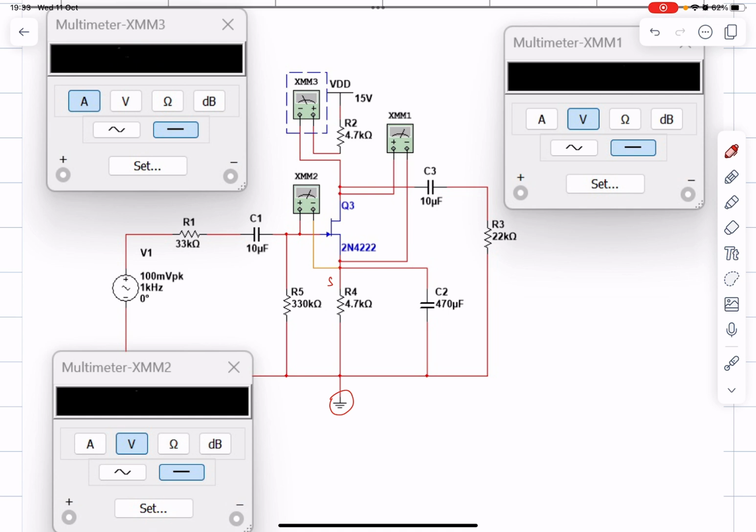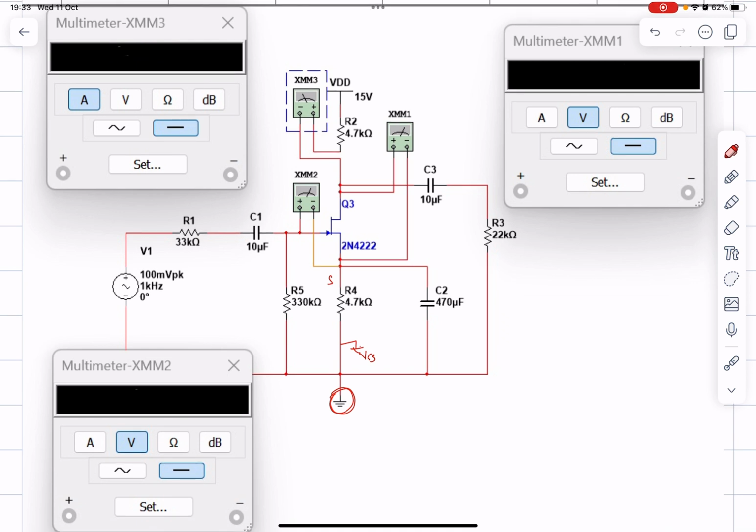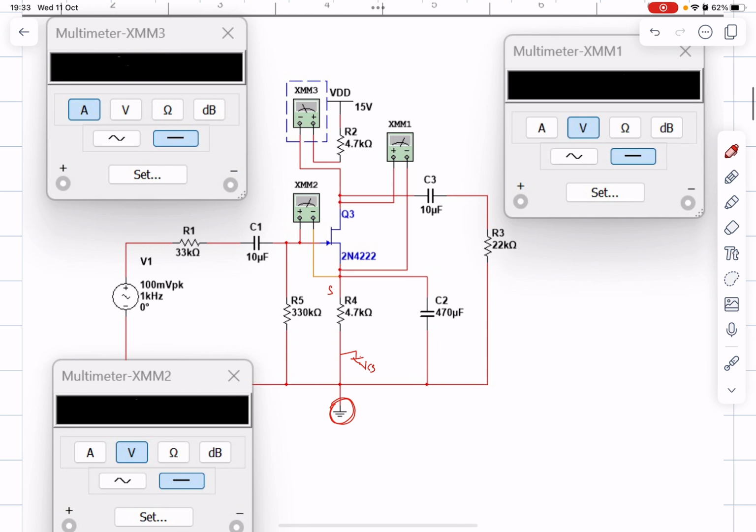For this example, I ground the source terminal to make the analysis simple, so that you can understand from this and then you can explore more what if the source terminal is connected to VSS. Okay, so from this diagram you can calculate what your drain current is, the VDS, and what your VGS is.